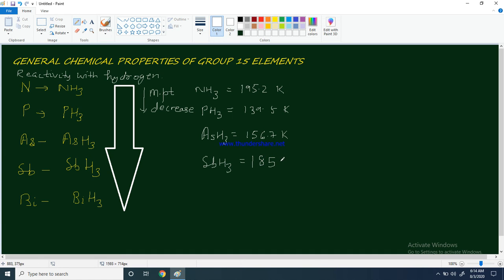So these values we don't have to remember, we just have to see what happens to the trend of the melting point. If you take melting point as the trend, then how does it vary? Since we know that this is 185, this is an exception. First of all we will write in the order of melting point. If we arrange these compounds in the order of their melting point, it would be like this.